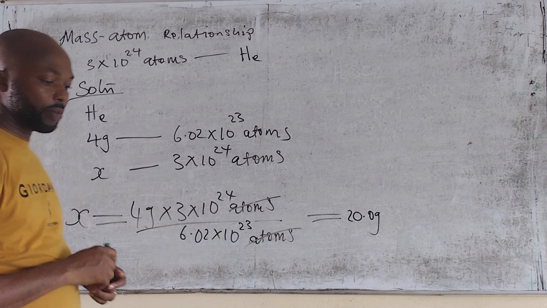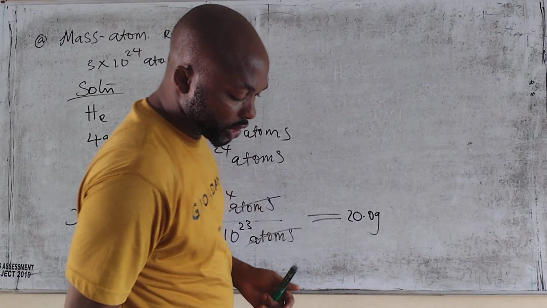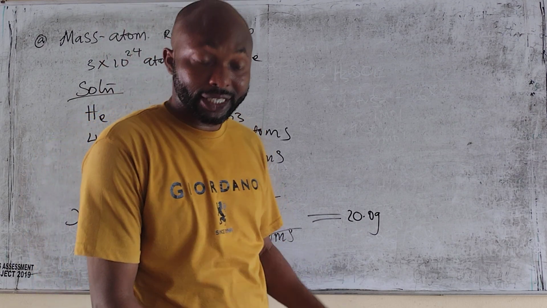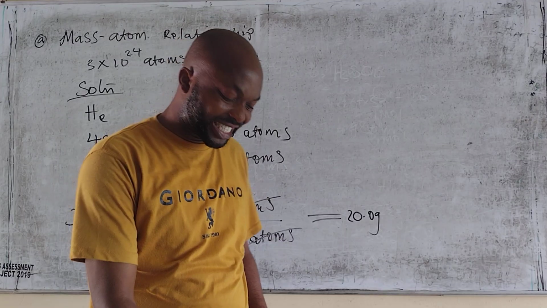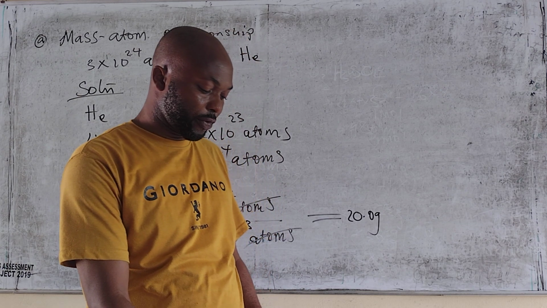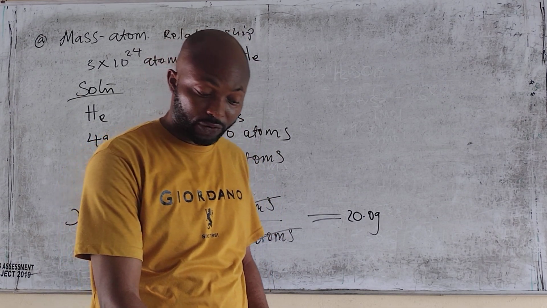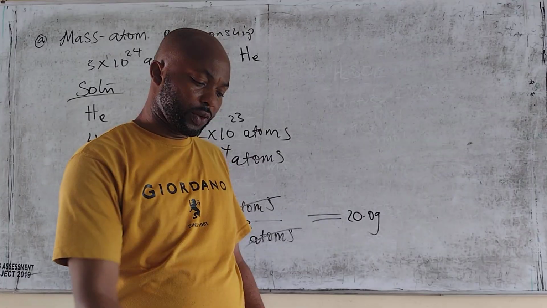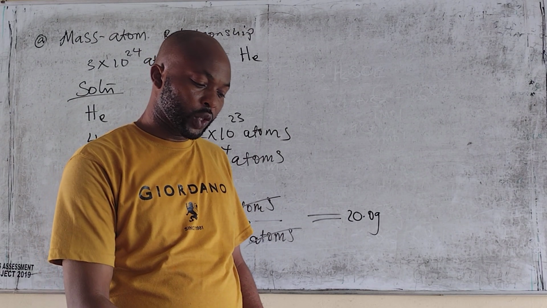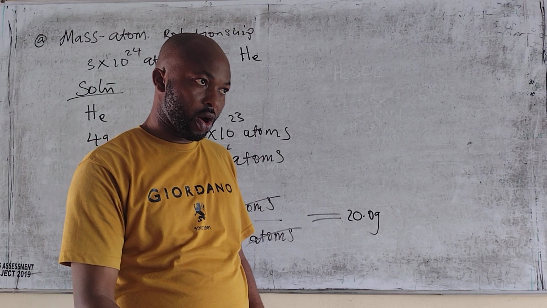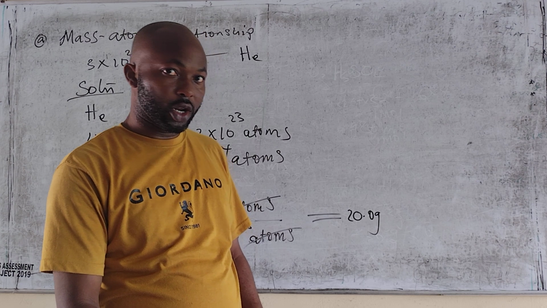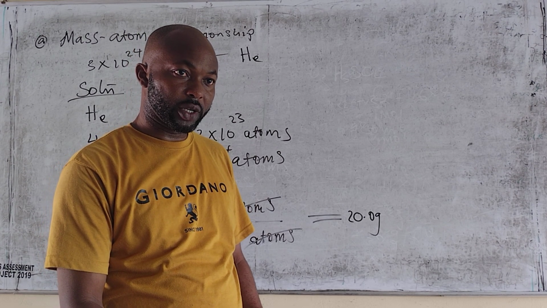So mass-atom relationship. The fourth question there, let's take it as assignment. Calculate the mass in grams of 2.4 times 10 raised to the power 21 atoms of copper. So if you do that, then you take our next question.